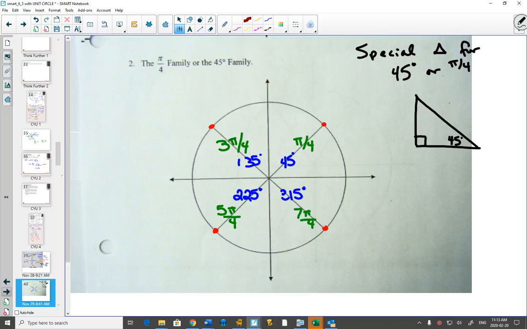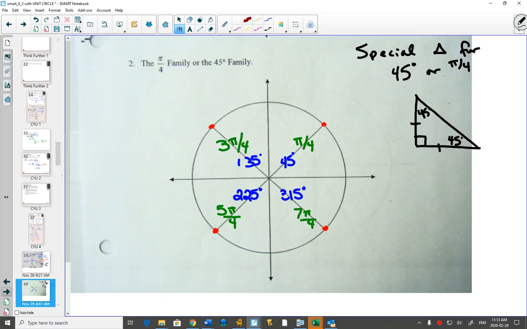Also 45 degrees. And if we draw a triangle with two angles that are 45 degrees, this is a special kind of right triangle. It's a right triangle with two sides the same, makes it an isosceles. What does that tell us about these two sides? They're also equal.